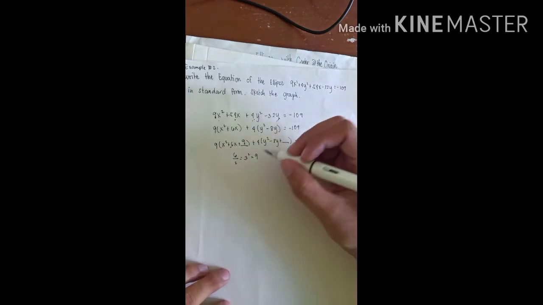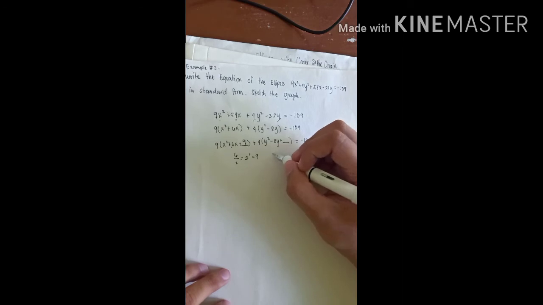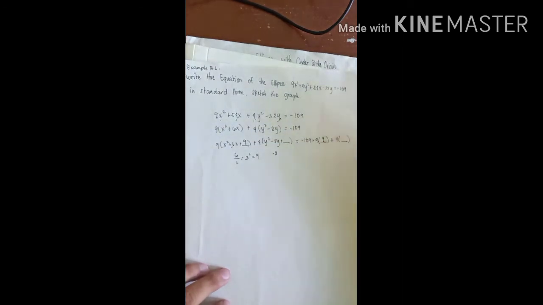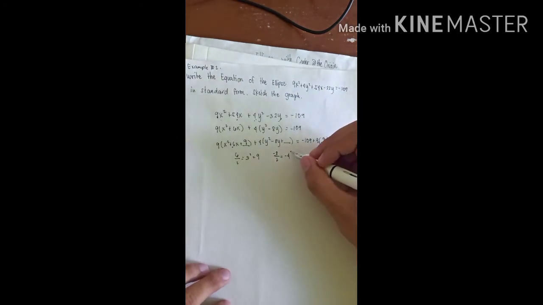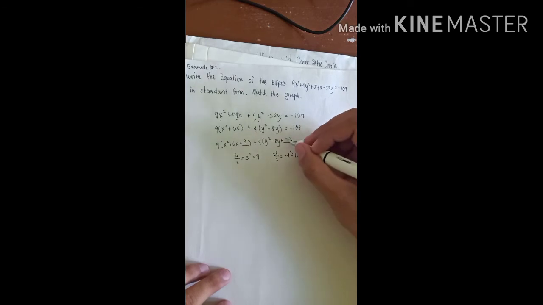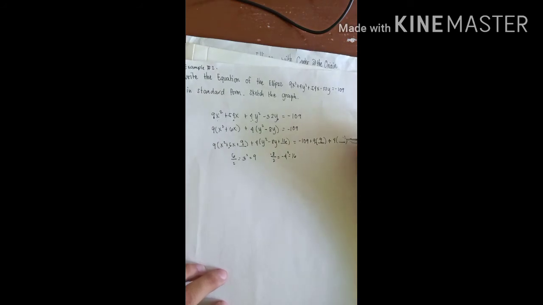Next, negative 8 divided by 2 is negative 4. Quantity squared, square lang natin to, we have 16. Naging perfect square trinomial na yan siya. So, lalagay na naman natin dito sa kabila is 16.